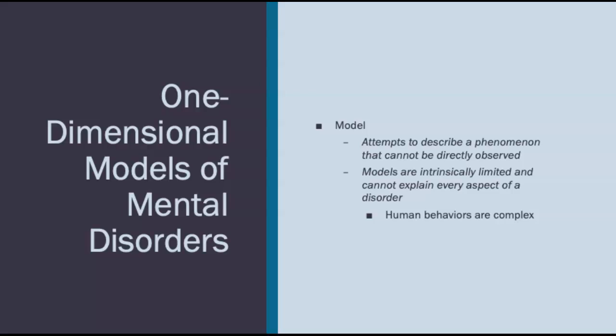The one-dimensional model of mental disorders. What is a model? A model attempts to describe a phenomenon that cannot be directly observed. Models are intrinsically limited and cannot explain every aspect of a disorder because human disorders and human behaviors are very complex.